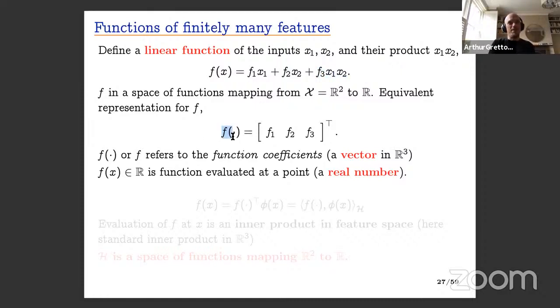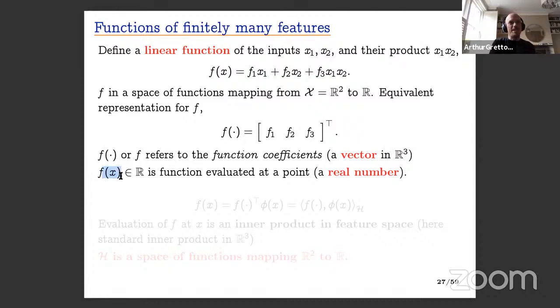I'm going to write f dot as this vector of coefficients, or sometimes I'm just going to write it as f. So when I write f dot or f, what I mean is this vector of coefficients. And in a way, this is how I express my function. It's the coefficients that define it. The dimension of f dot is the same as the dimension of my feature space. So here I've got 3 features, so f dot has 3 dimensions.